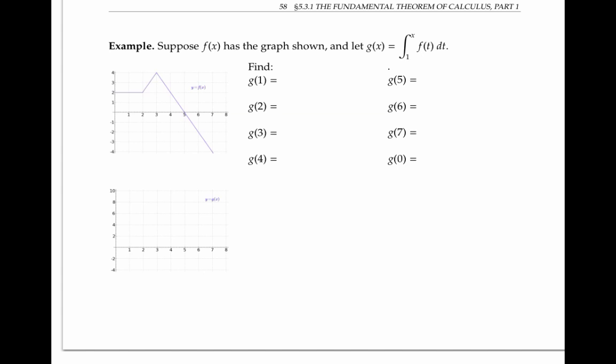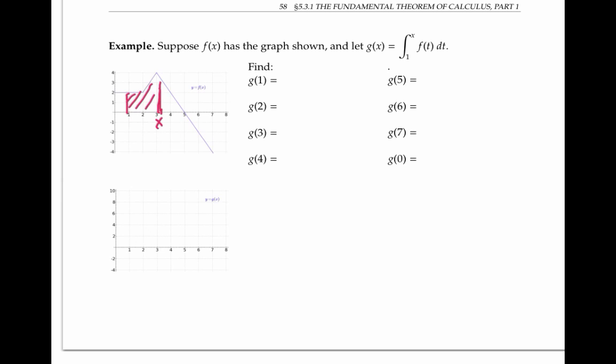Suppose f of x has the graph shown here, and let g of x be the integral from 1 to x of f of t dt. I'm using t as my variable inside my integrand here, just to distinguish it from the variable x that I'm using in my bounds of integration. This expression just means the net area between 1 and some value x on the x-axis.